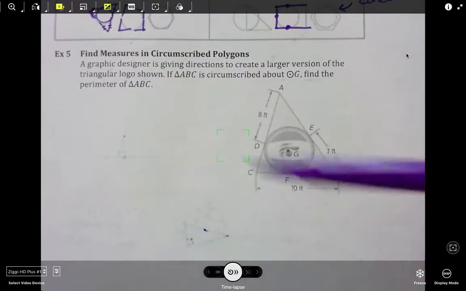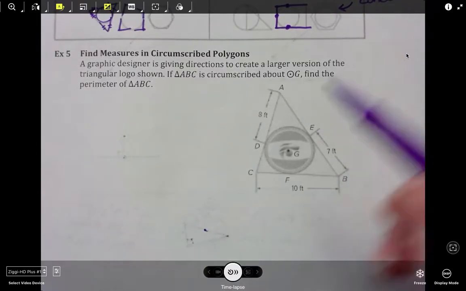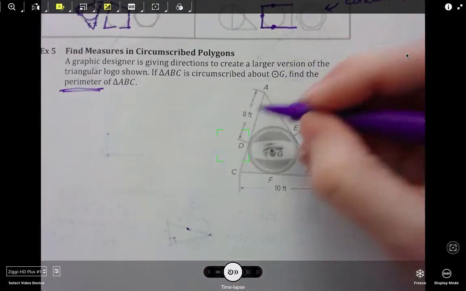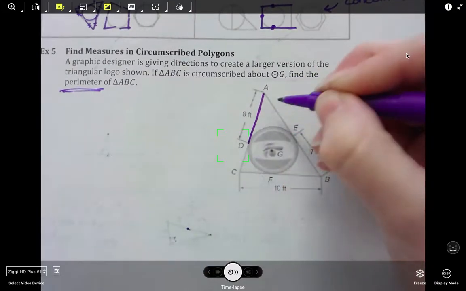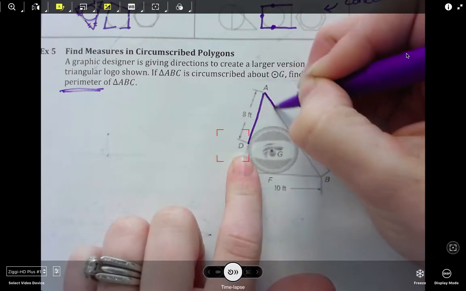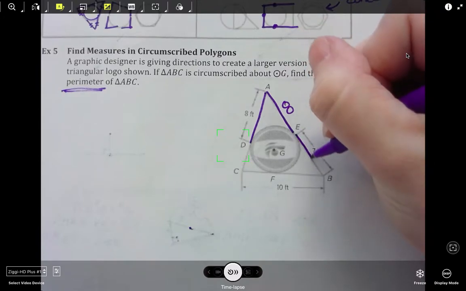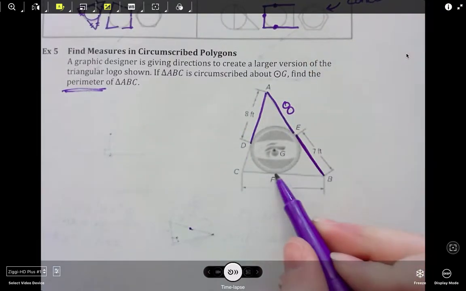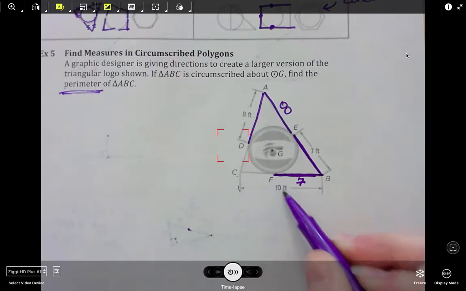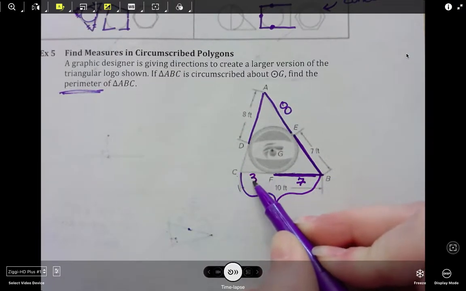So example 5, a graphic designer is giving directions to create a larger version of the triangular logo shown. They want us to find the perimeter of ABC. Okay, so going around, I see that this length here is 8. Okay, if I look at that as an ice cream cone, this is kind of upside down. Here's my ice cream. If that's 8, then AE has to also be 8. Okay, now I look here and I see that this is 7. So that means this side of my ice cream cone has to also be 7. But they tell me this whole length here is 10. The whole length from here to here is 10, and if this is 7, then this must be 3.